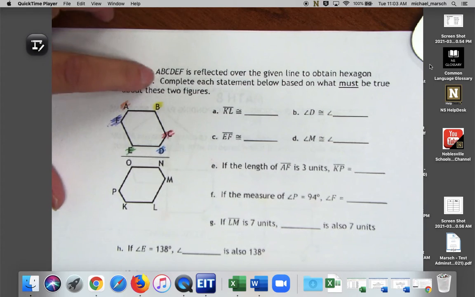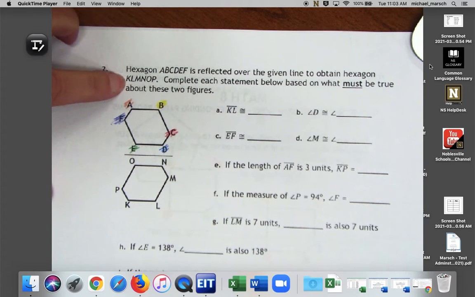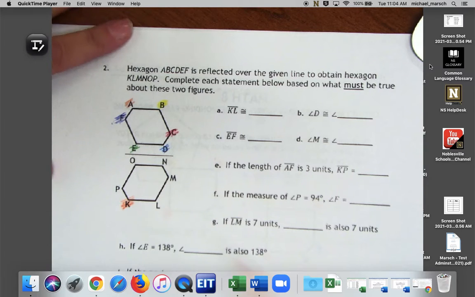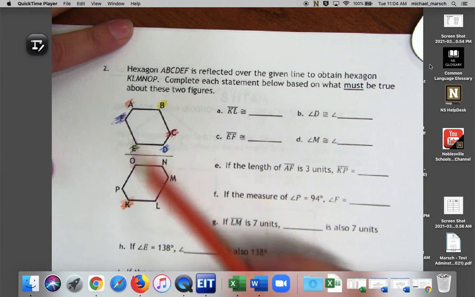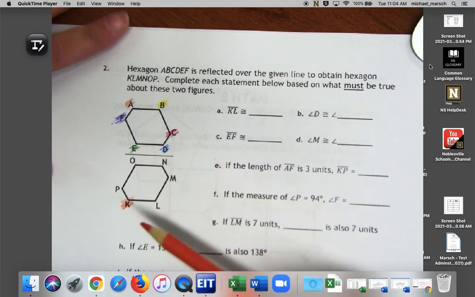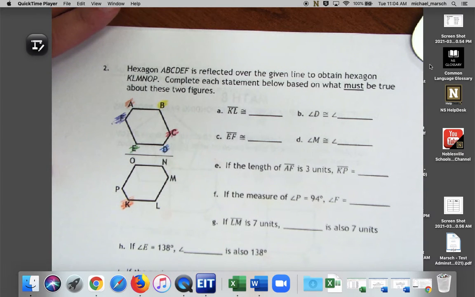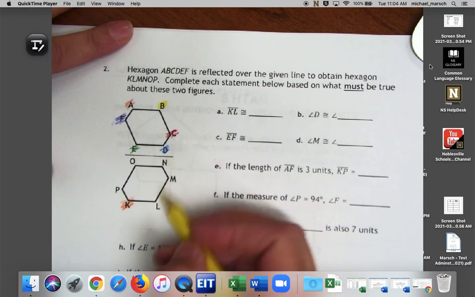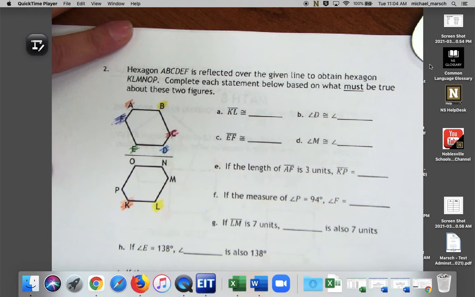So my first letter here is A. That corresponds to K. So I'm going to color the K the same. Again, some of you can probably see, well, those are a reflection of each other. But if you have a hard time seeing that, you can always count on the letters given. So B corresponds to L. Do you guys see what I'm talking about there with the letters matching up? Yeah?